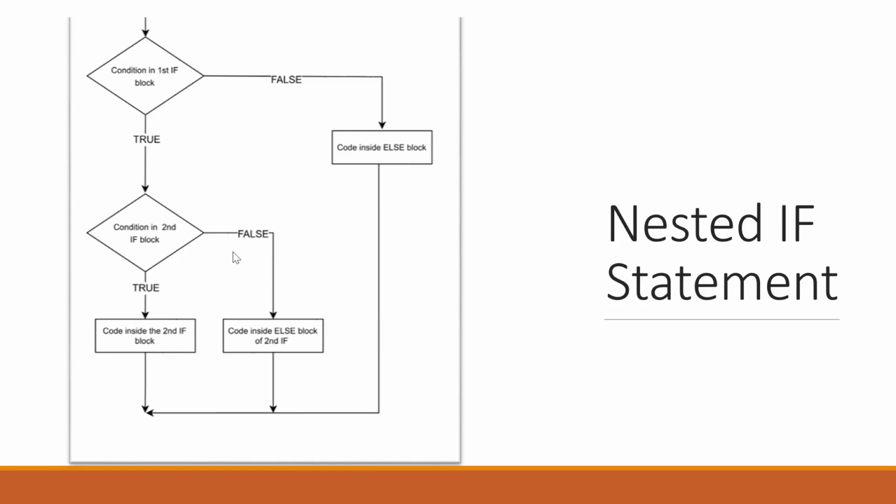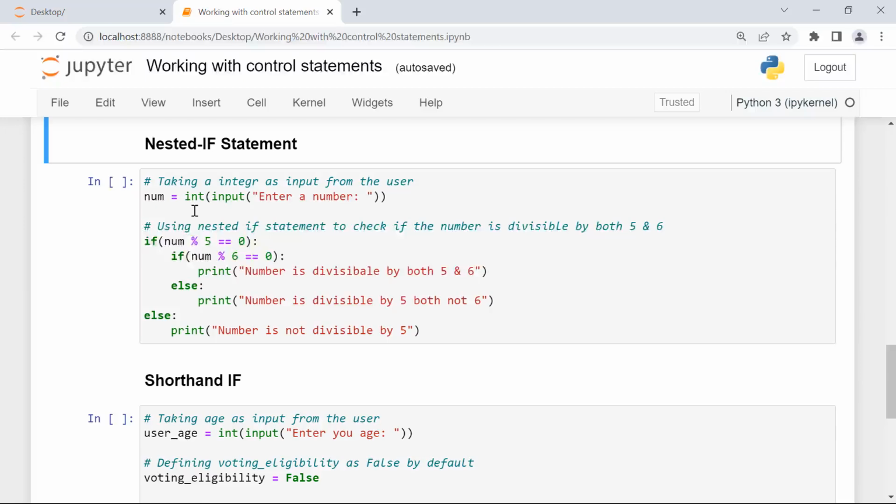Now we can understand this concept better with the help of an example. So let's see an example first. So here you can see a simple example. In this example, what we are doing, we are checking whether the given number from the user is divisible by both 5 or 6 or not.